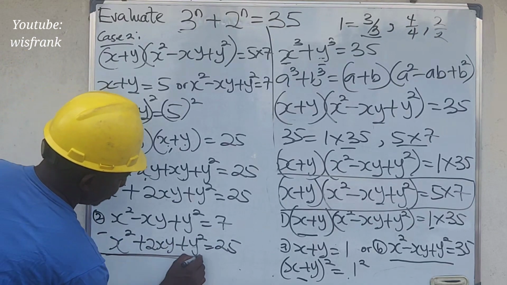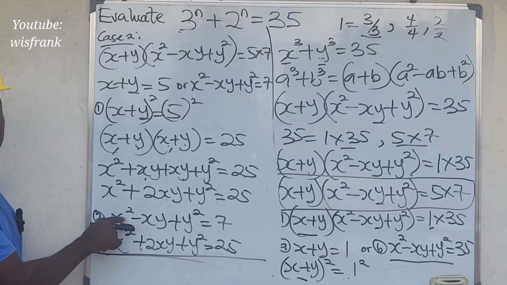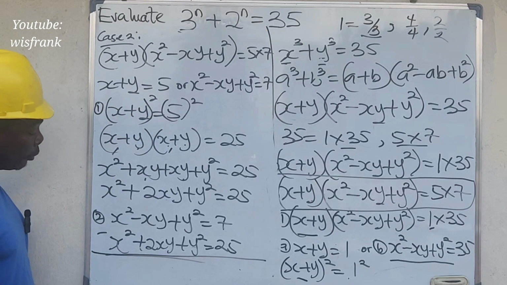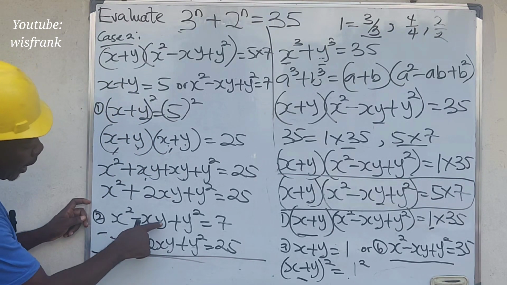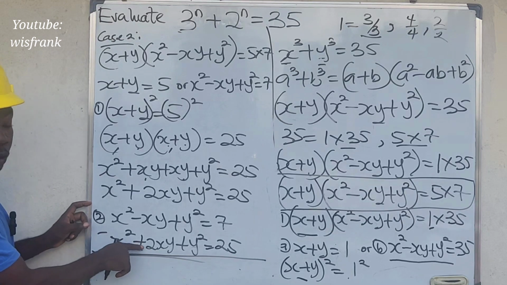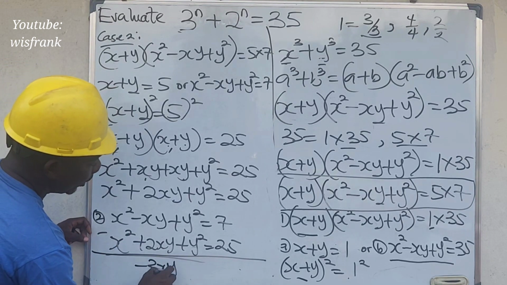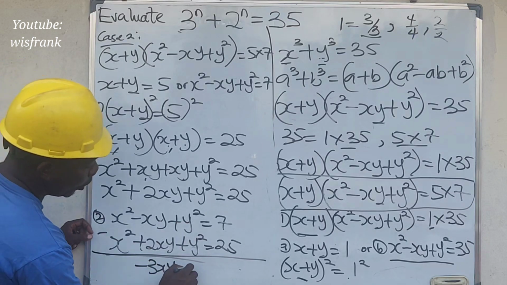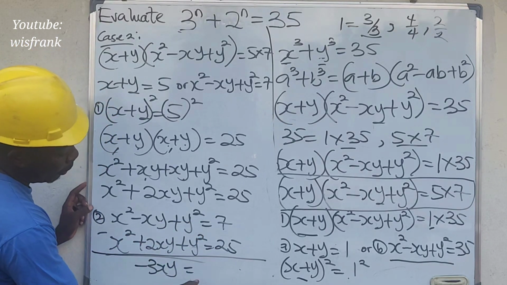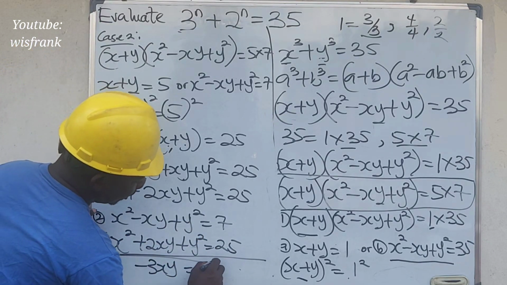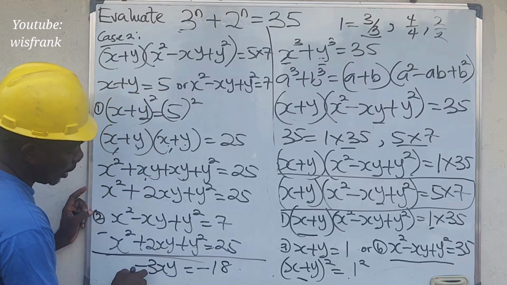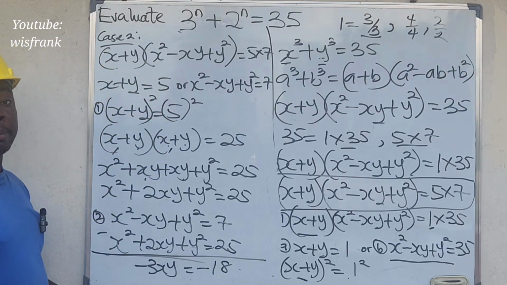So that will give us x to the power of 2 minus x to the power of 2 is 0. So we have minus xy minus 2xy will give us minus 3xy. So we have this minus this is 0 equals 7 minus 25 will give us minus 18. So in this case, we can divide both sides by minus 3.